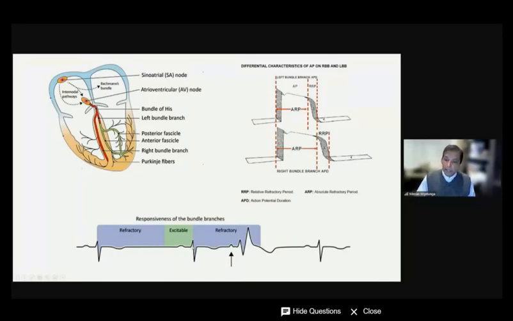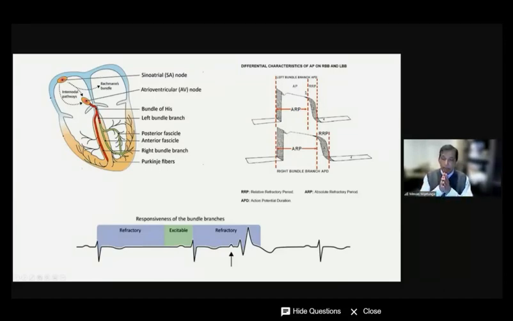Now, in this case, there is a premature beat. What happens is this premature beat goes to the ventricle, but in the ventricle, it has to go to the right bundle and the left bundle. Now, the right bundle usually has a longer refractory period. That is normal in all of us. Right bundle has a longer refractory period compared to the left bundle.